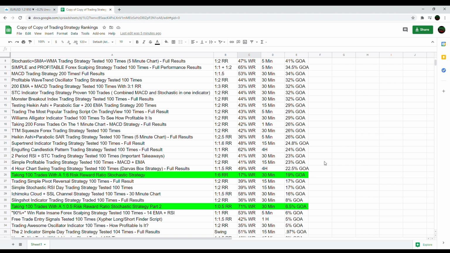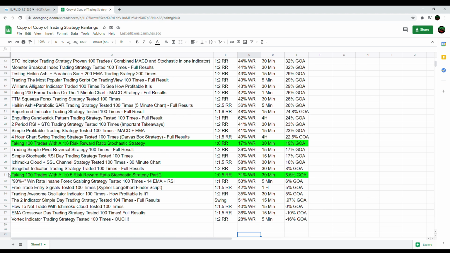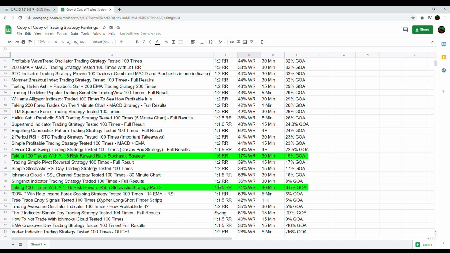All right, so here it is on the spreadsheet. Sorry if there is some noise. The landscaper has the leaf blower going, I believe, so it's kind of a humming noise in the background. But anyway, here it is, 31 out of 38. And it's not meant to do well.